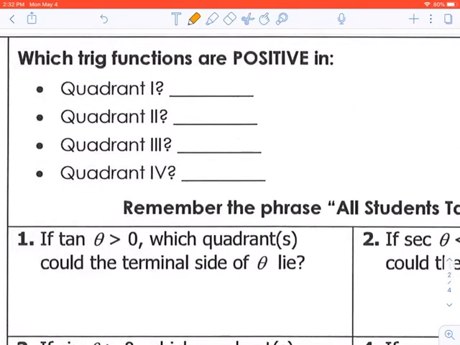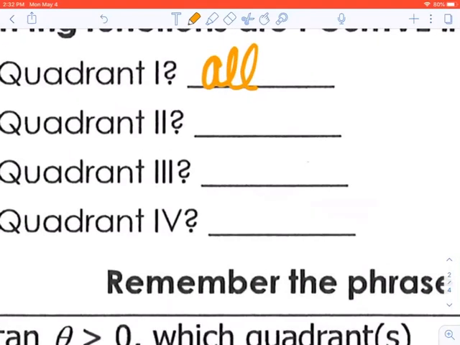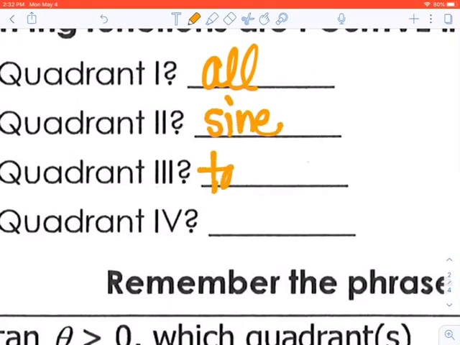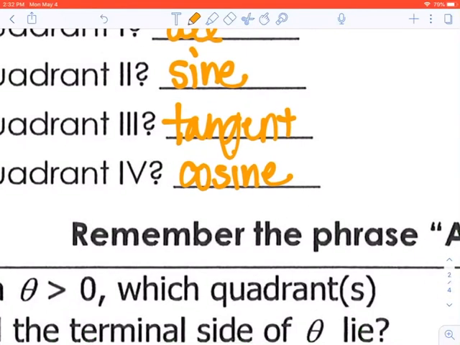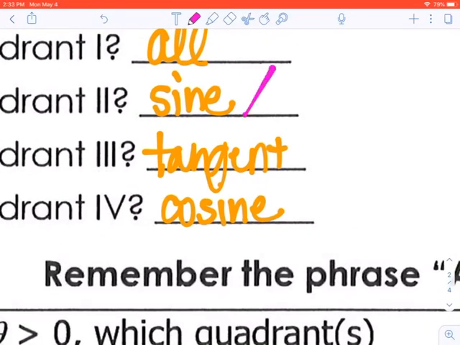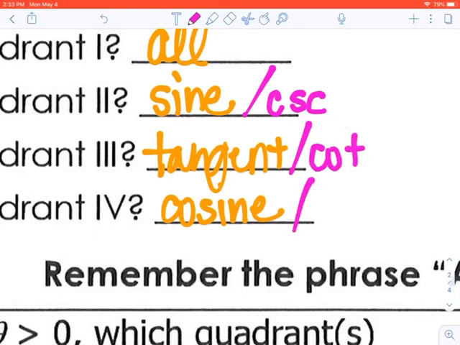So in quadrant 1, we say they all are positive. In quadrant 2, the sine is positive. In quadrant 3, the tangent is positive. And in quadrant 4, the cosine is positive. And again, cosine goes with secant, tangent goes with cotangent. That's kind of automatic because they're reciprocals of each other. So cosecant goes here, cotangent here, and secant here. These are where your positive values are.